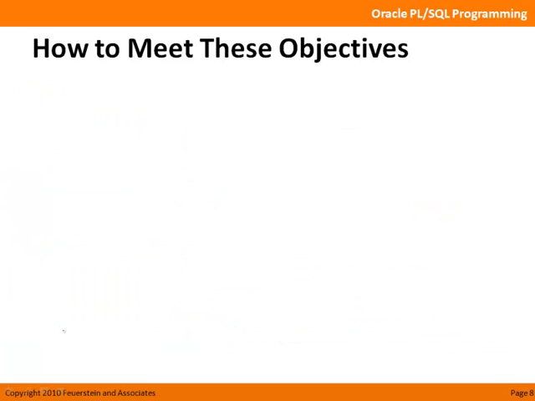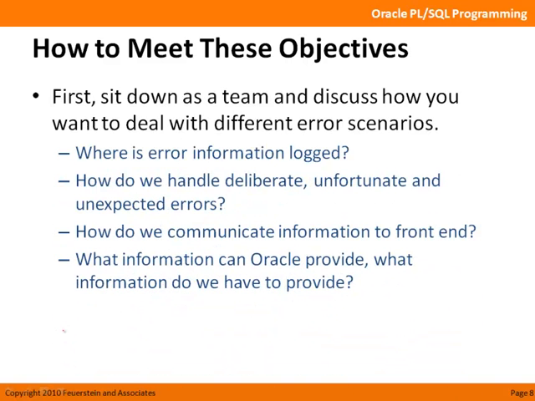How do we meet these objectives? First of all, it comes down to communication as a team. Before you start writing your next application, sit down together and ask yourselves at least these questions. Where should we log the error information? Should we write to a table? Should we write to a file? And by the way, if and when you write to a table, don't forget to use autonomous transactions to make sure that log information is saved.